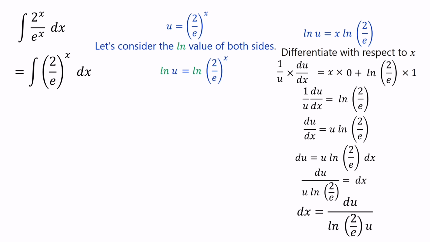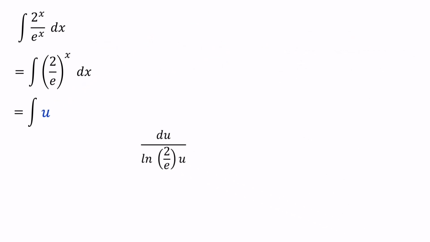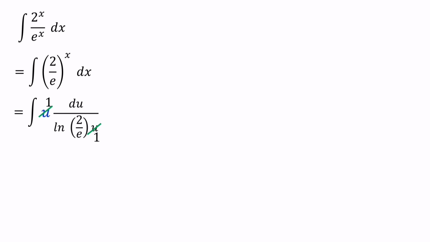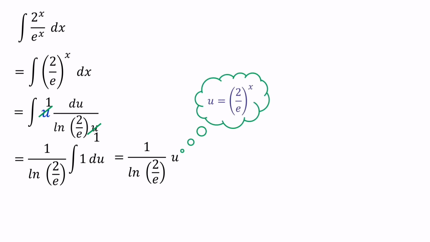Let's move to the integration part. Instead of (2 over e) to the power of x, we can substitute u. Instead of dx, we can substitute du over (ln (2 over e) times u). Now we can cancel out the denominator u and the numerator u. The denominator ln (2 over e) is a constant, so we can bring 1 over ln (2 over e) outside of the integral. The integral of 1 equals u. Finally, instead of u, we can substitute (2 over e) to the power of x.